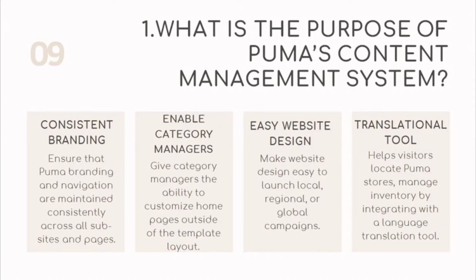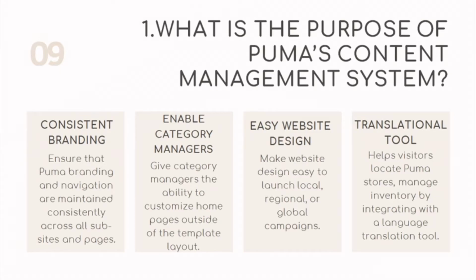Content in a CMS is typically stored in a database and displayed in a presentation layer based on a set of templates. Some basic features of a CMS include content creation, content storage, workflow management, and publishing. The purposes of the CMS are consistent branding, which ensures that Puma branding and navigation are maintained consistently across the subsites and pages.